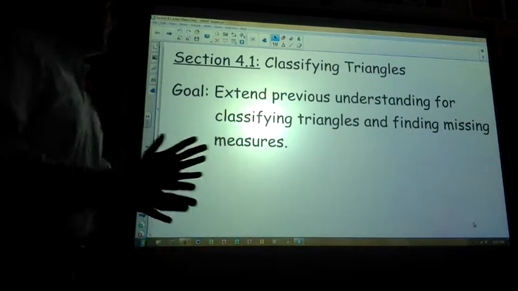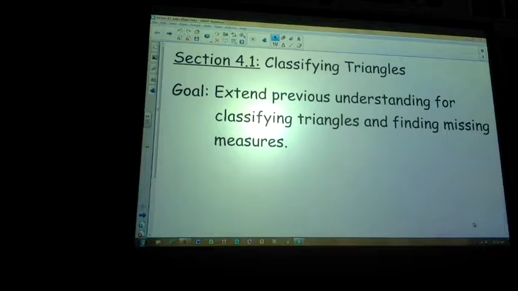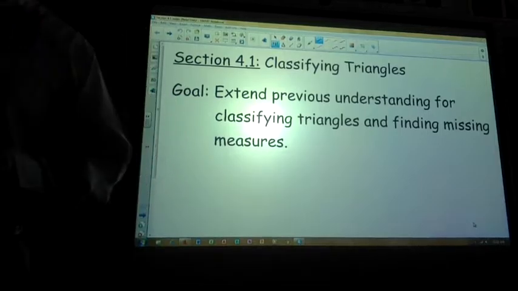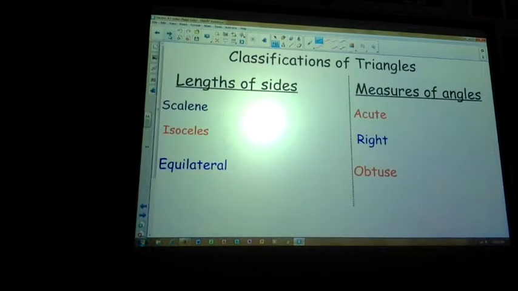All right. Classifying triangles. Goal: extend previous understanding for classifying triangles and find missing measures. Okay? So triangles, you have angle measures that are the angles. They all sum up to 180 degrees, but we'll get over that. And then there's ways of classifying triangles either by angles or by sides or even both. So that's some things just to kind of know that we are heading towards. We still good? Everyone have one of these? Oh, I forgot to put the 3-hole punch in there. I'm sorry.